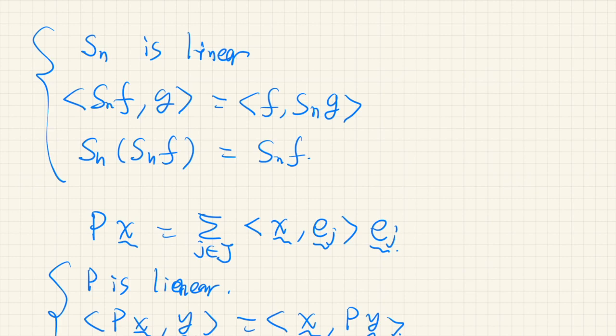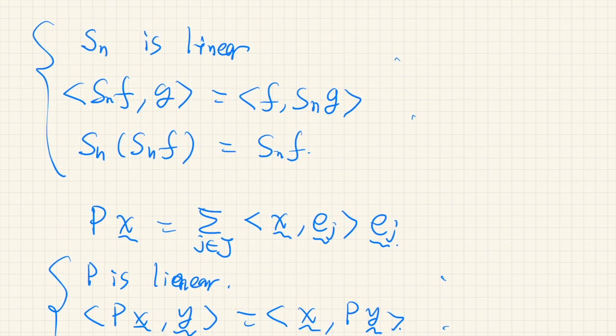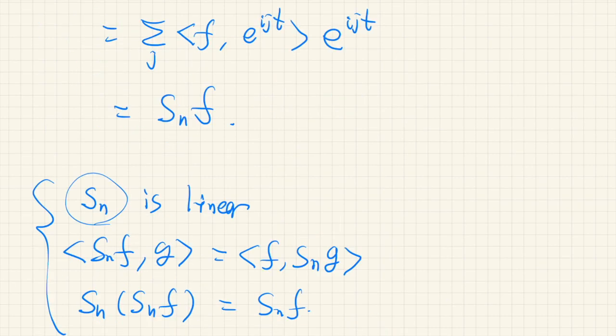So these three properties are exactly identical. And we can say that this Sn is indeed a projection operator to a subspace of functions that are complex valued and with a period of 2 pi. As we've seen before, the space of functions can be considered as a vector space with infinite dimensions. And this projection operator Sn applied to f is something like this.